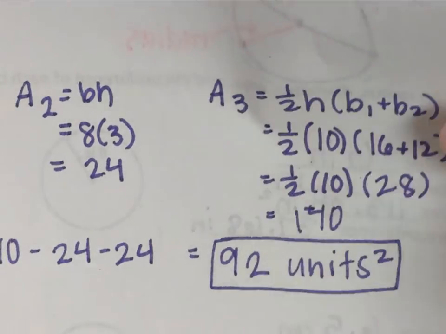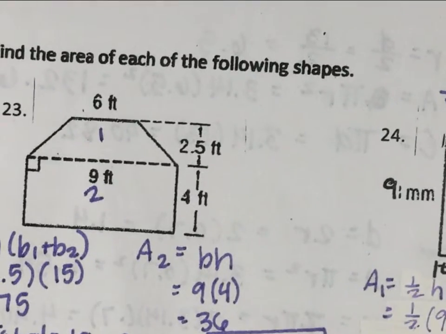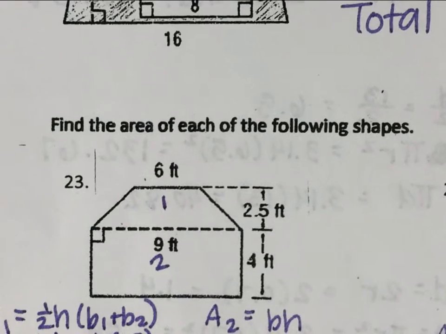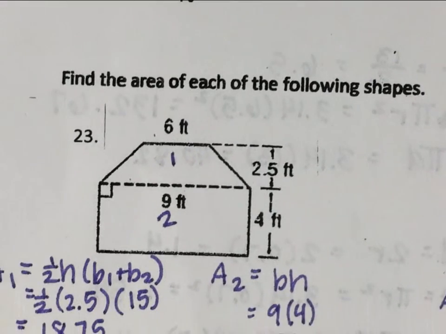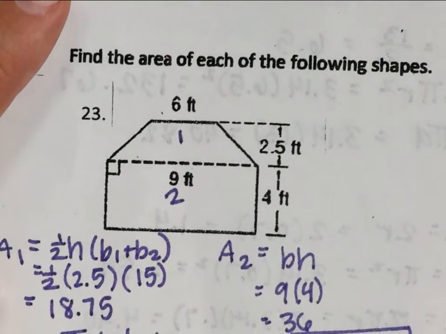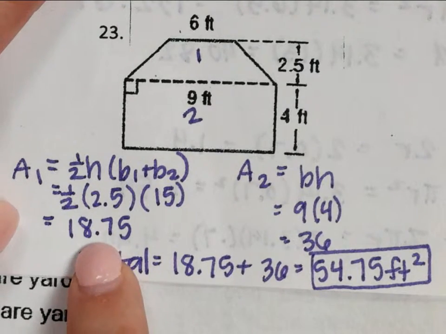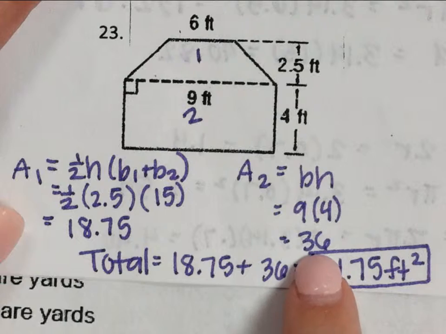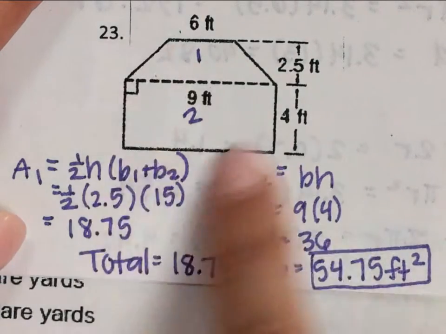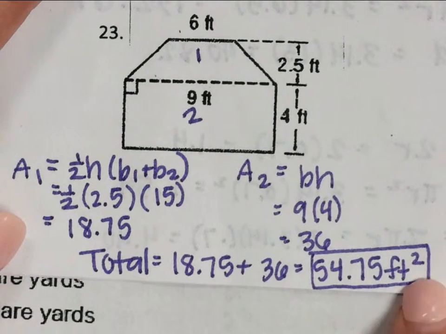All right. Number 23. What two shapes do I have there? Trapezoid and a rectangle. So my area of my trapezoid is 18.75. And then my area of my rectangle is 36. So to find the area of the whole composite figure, add them together and you get 54.75 square feet.